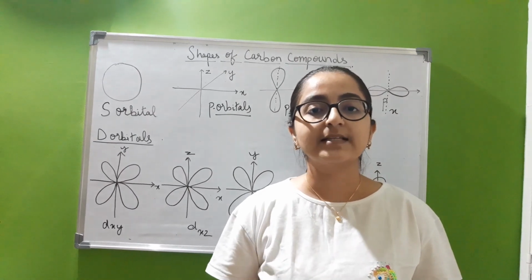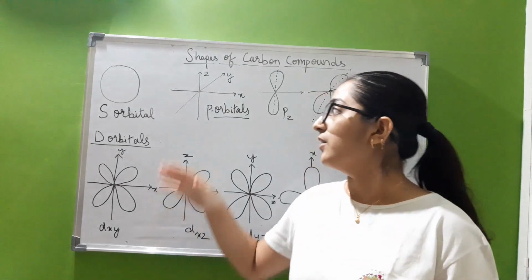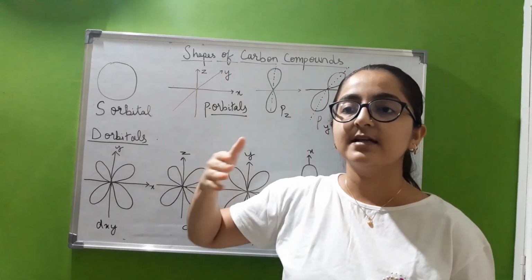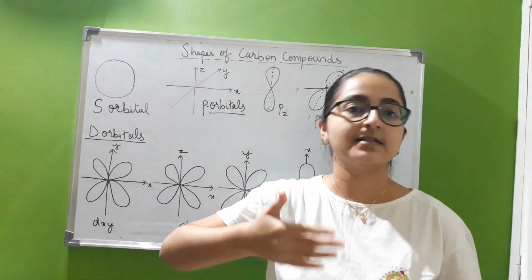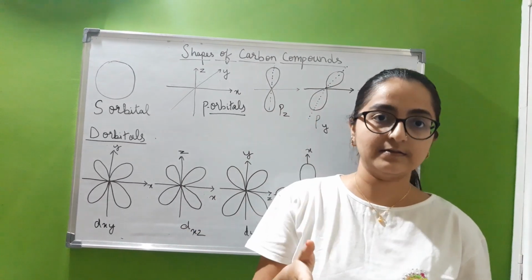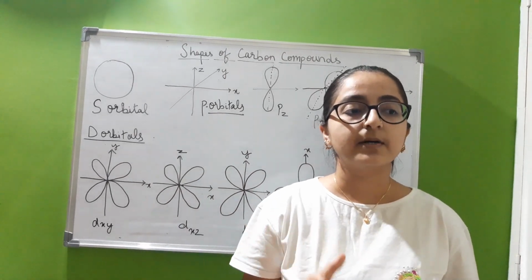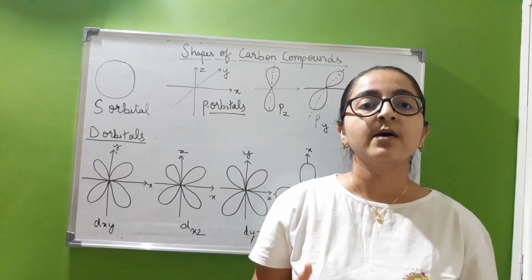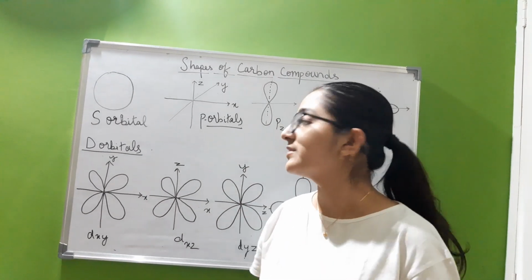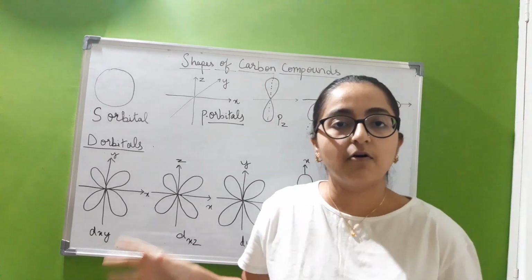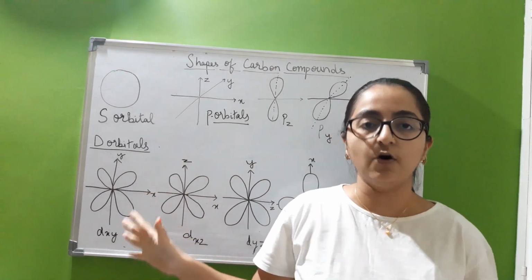A nodal plane is a plane that passes through the nucleus. It is nothing but kind of an axis that passes through the nucleus. It can be either a plane or an axis. Next is node. A node is nothing but a kind of function formed when a nodal plane passes through the nucleus. It's again a probability of finding that particular electron in any particular orbital.